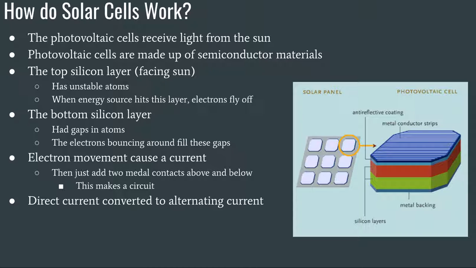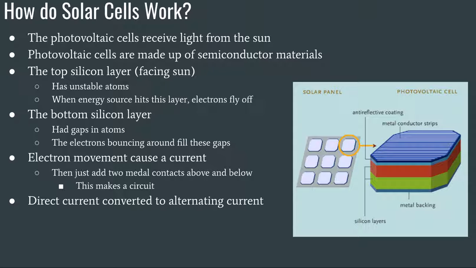These electrons then fill the gaps in the atoms of the bottom silicon layer. This electron movement creates a current, and with the addition of two metal contacts, a circuit is formed. This electrical voltage is collected and then sent to an inverter that inverts the direct current created from the solar panel to alternating current, which is the current we use to run the electrical devices in our house or dorm. And that is how sunlight is converted into energy.